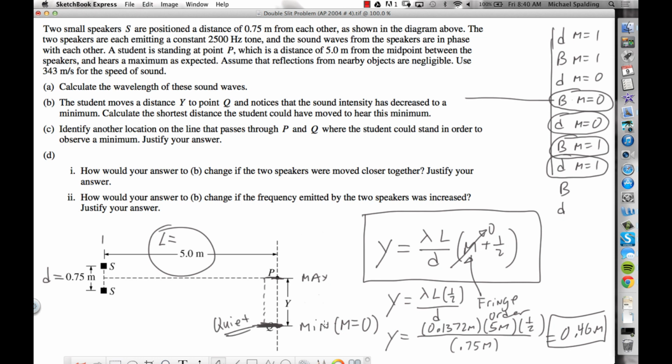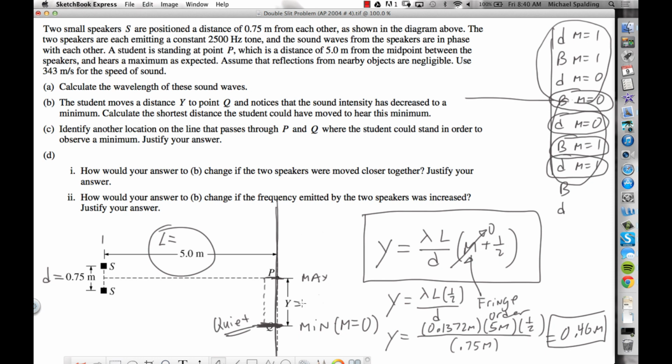Okay, C. Identify another location on the line that passes through point P and Q. What would be the easiest point to identify? Any point on this line right here. Any point. I'll give you a hint. The pattern going up is the same as the pattern going down. So what would be the easiest acceptable answer?